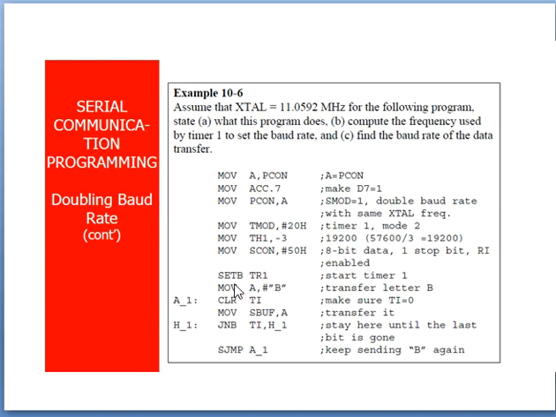Here set TR1, in the sense we are going to start the timer. The accumulator is loaded with the character B. Then we clear TI. Then SBUF is loaded with the accumulator's content, that is the first character is taken, and it is continuously observed whether all the bits of the character have been transferred or not. Once that is done, then SJMP A1, in the sense it is going to clear the TI. So this is how this program is going to execute.